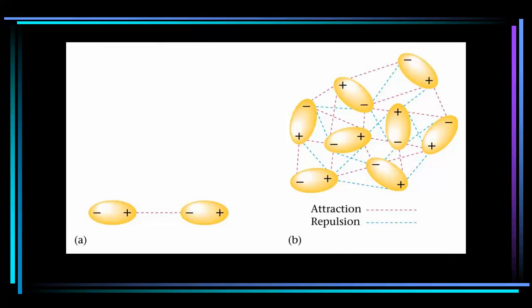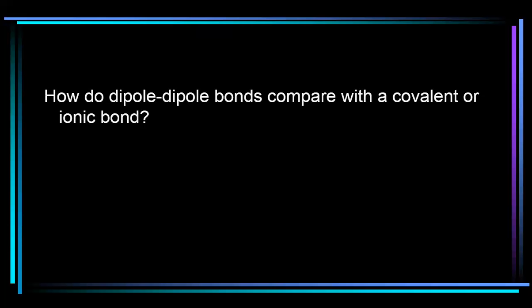So you get two dipoles, they stick to each other. You get a bunch of dipoles, they'll form one big giant ball. Now, how do you compare dipole-dipole to a covalent or an ionic bond?